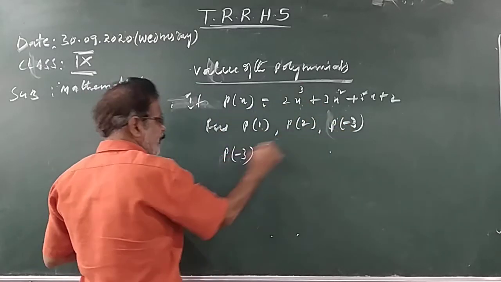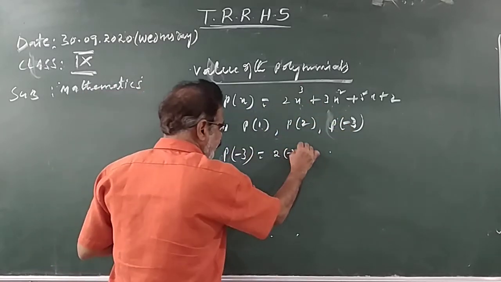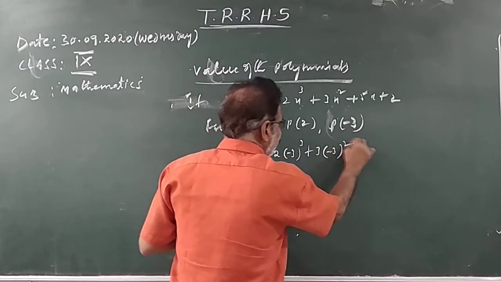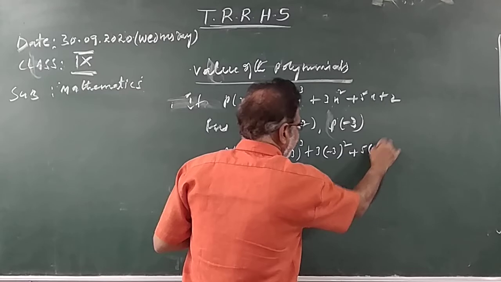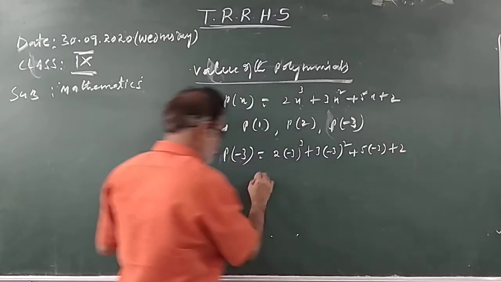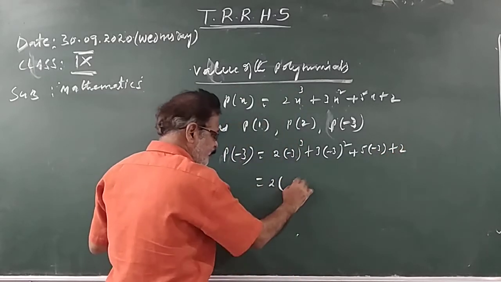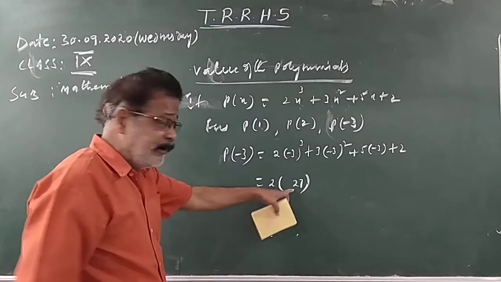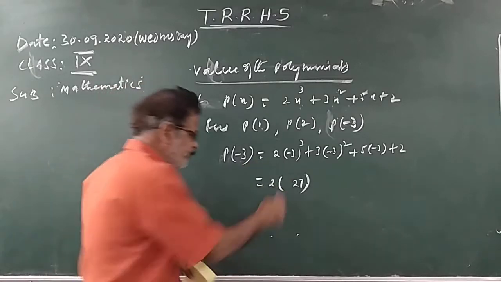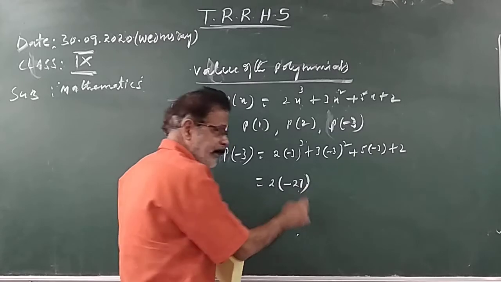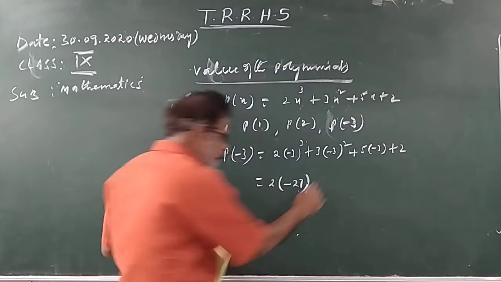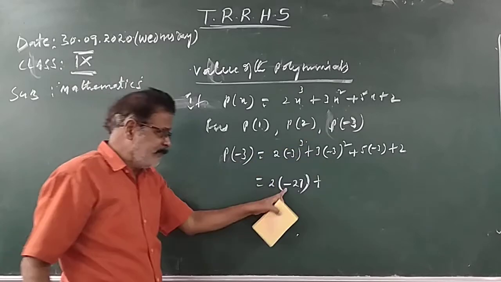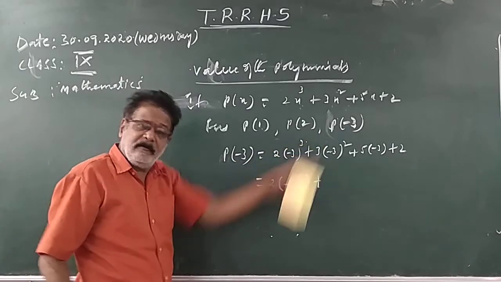X replaced by minus 3, put x equal to minus 3: minus 3 cube plus 3 into minus 3 square plus 5 into minus 3 plus 2. Minus 3 cube means minus 27. When you write minus 3 three times and multiply, you get 27, with a minus sign. If the power is an odd number, minus will come. If the power is an even number, plus will come. You know that.